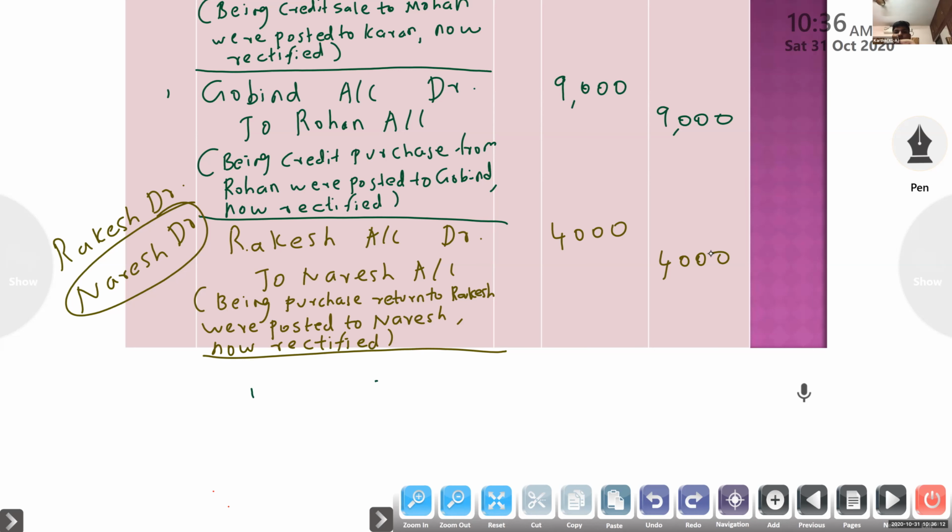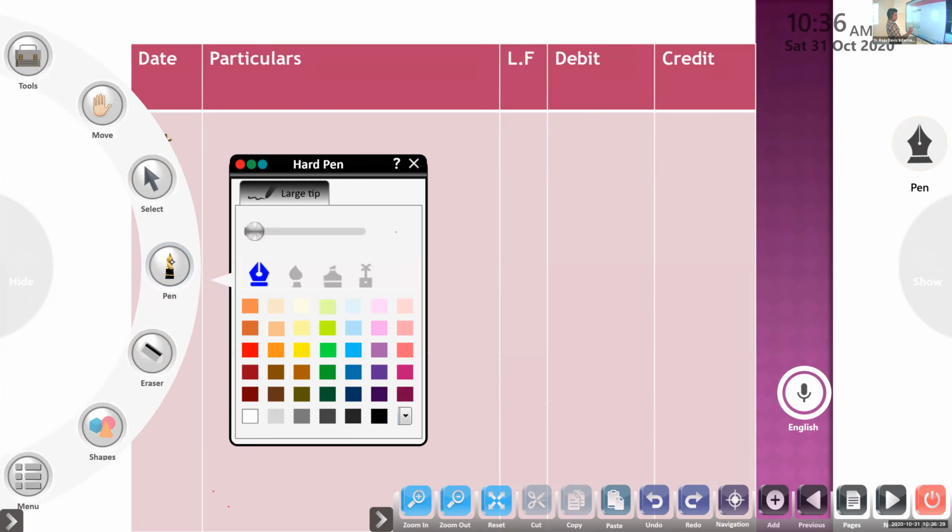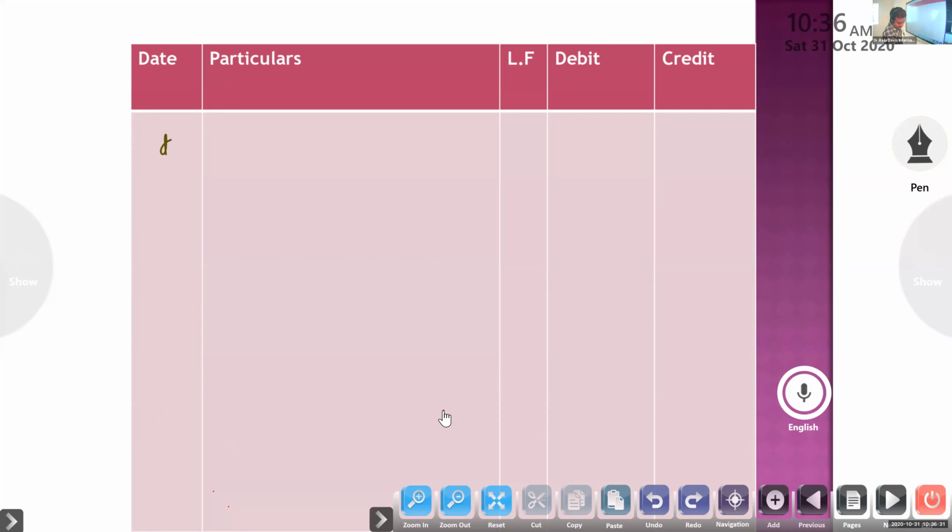Okay, Sir, before that one question. Goods returned from Mahesh. Okay, Sharat, goods returned from Mahesh were posted to Manish.